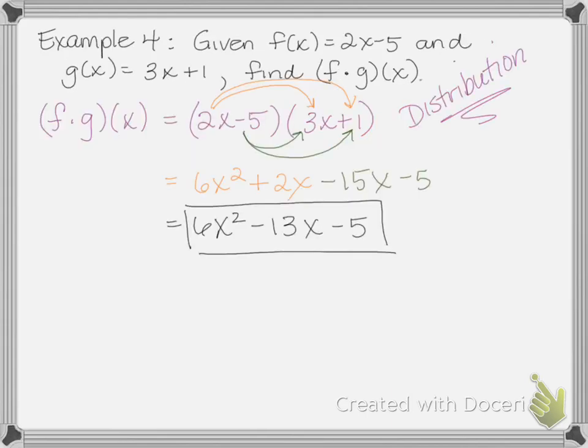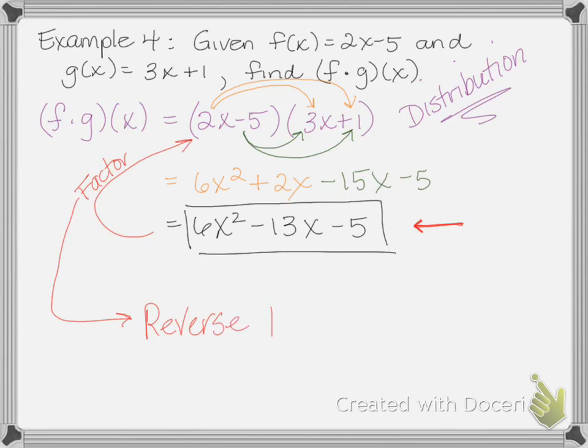What you're doing is you are being given the answer to your multiplication problem, okay? So I'm drawing an arrow right here. You are standing at 6x squared minus 13x minus 5, and I'm asking you to factor, to go back to what did you multiply to get the 6x squared minus 13x minus 5. Factoring merely just means reverse distribution, okay? You are going backwards, all right? So don't let factoring intimidate you.